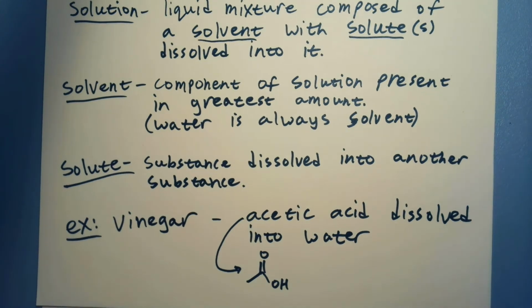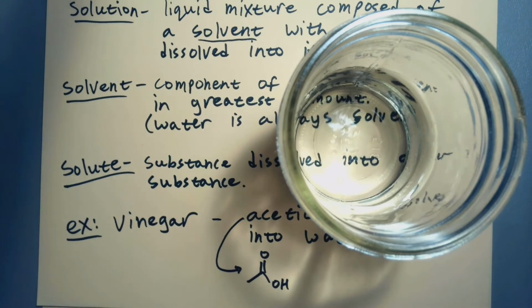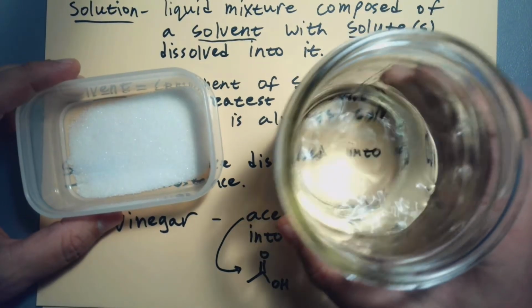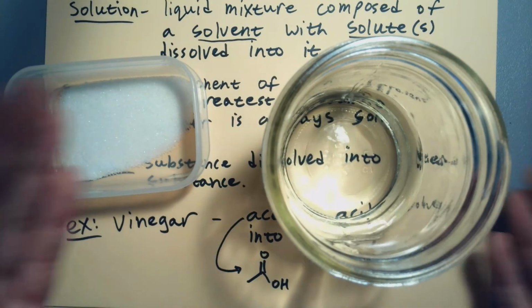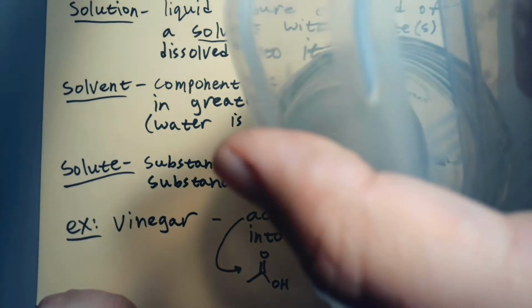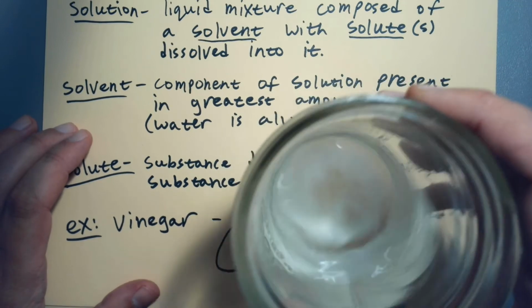Another example. I have a jar here with water, and then I've got a little container of sugar right here. And so water is going to be our solvent. This is going to be our solute. We put them together, and we get a solution. And so we can just pour it in, and at first it doesn't dissolve, but with a little stirring, hopefully I got enough water in there.